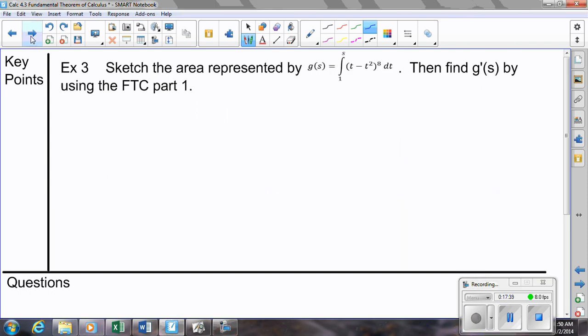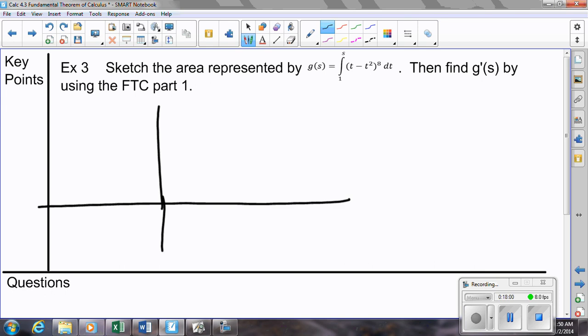Okay, sketch the area represented by the function g of s as g of s equals the integral of t minus t squared all to the 8th power from 1 to 8. Okay, so first things first. Sketch the area is saying we need the graph of t minus t squared all to the 8th. How do you want to get the graph?